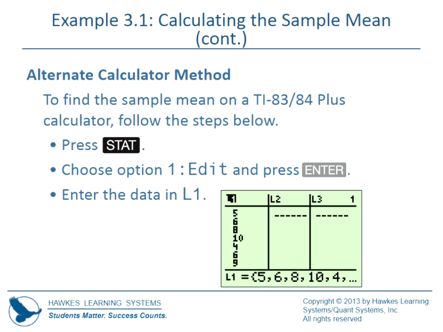Okay, well, you can do it by hand, but why not use your calculator? So here's how you do it in your calculator. Press Stat, choose option 1, and press Enter. Put your data in L1. If for some reason your L1 is not showing, you can do it a different way, but the easiest way is to use L1.